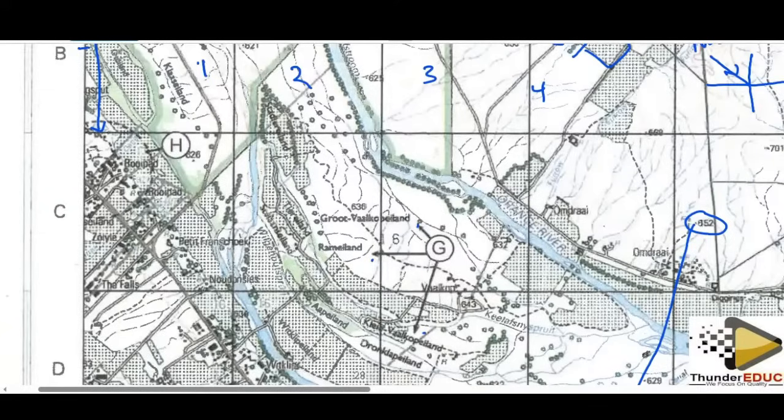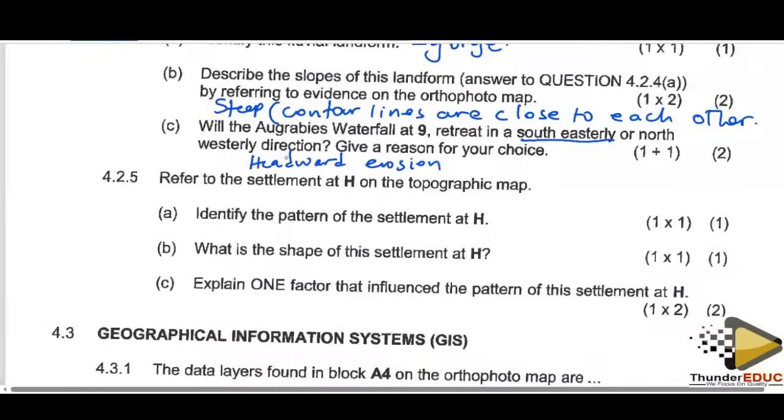What can you see here? The whole of this is settlement H. Look at the dwellings, or look at the settlements. They are close to each other, which means that our pattern for this case will be a nucleated pattern.